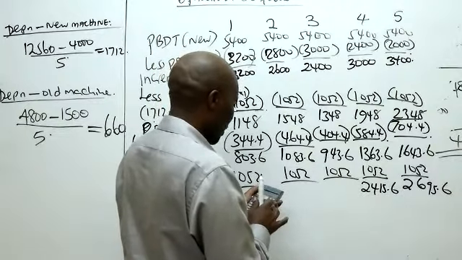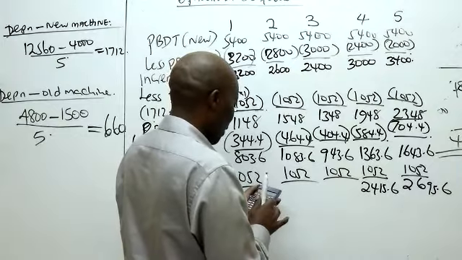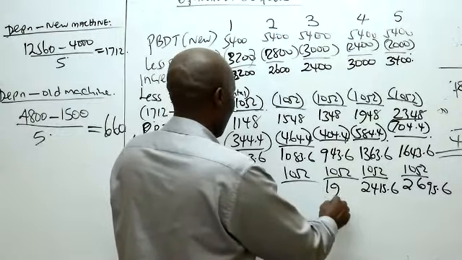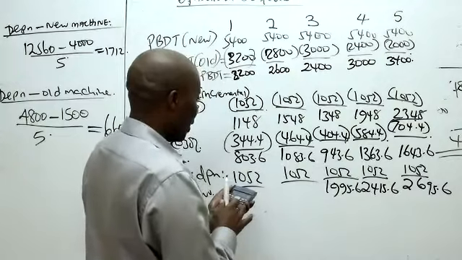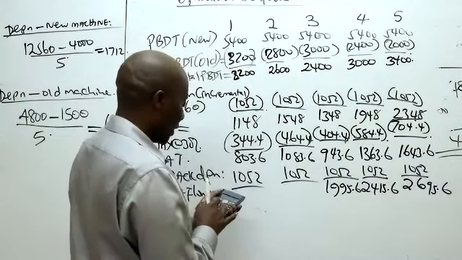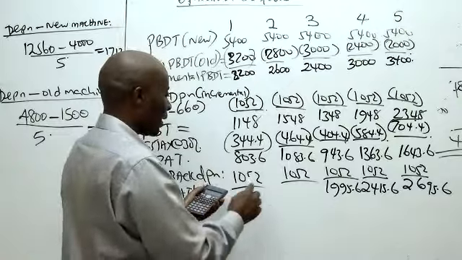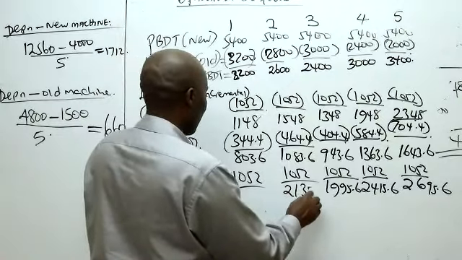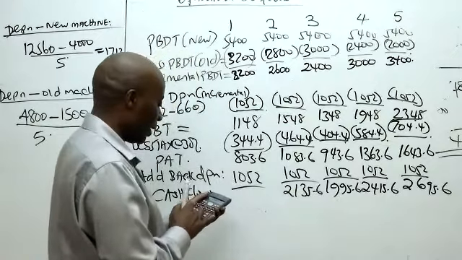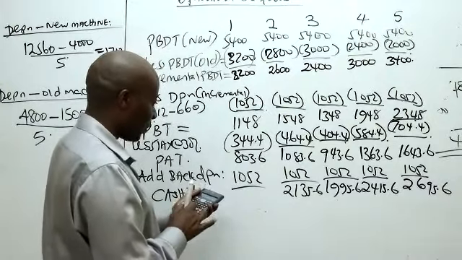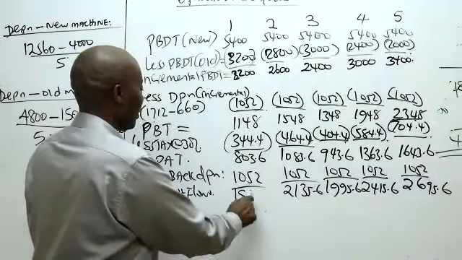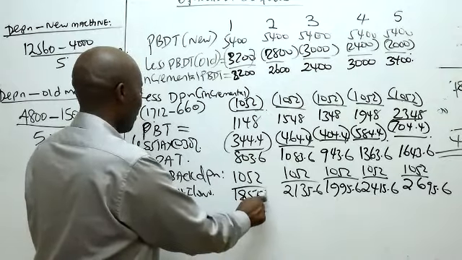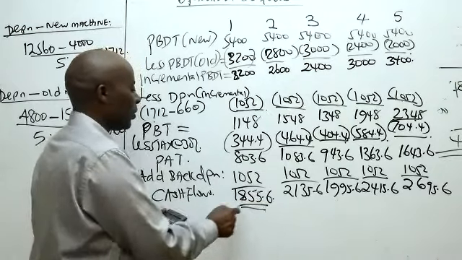Then we have 943.6 plus 1052, giving me 1995.6. 1083.6 plus 1052 gives me 2135.6. And then lastly, we have 803.6 plus 1052, which gives me 1855.6.